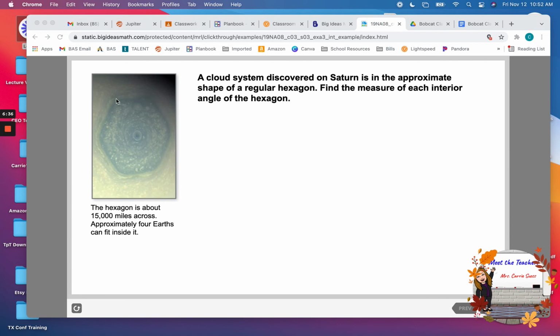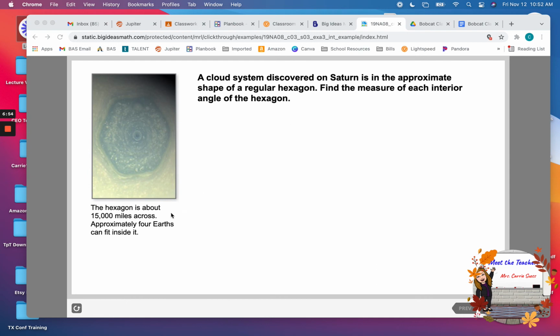Anything else, Camila? All the interior angles. So all these interior angles and then all the sides, those are all congruent to each other. Find the measure of each interior angle of the hexagon. So we really just need to find one angle, right? And then they're all the same.